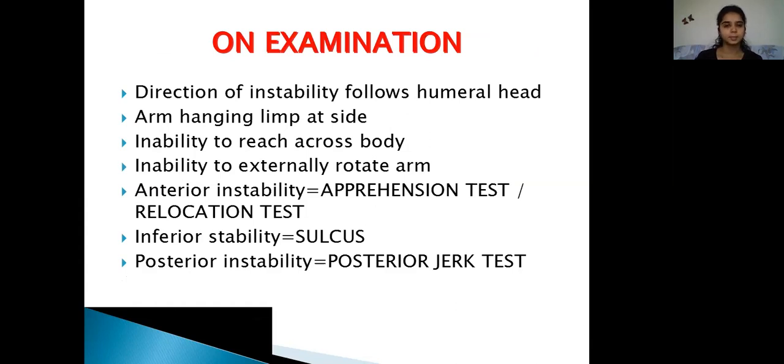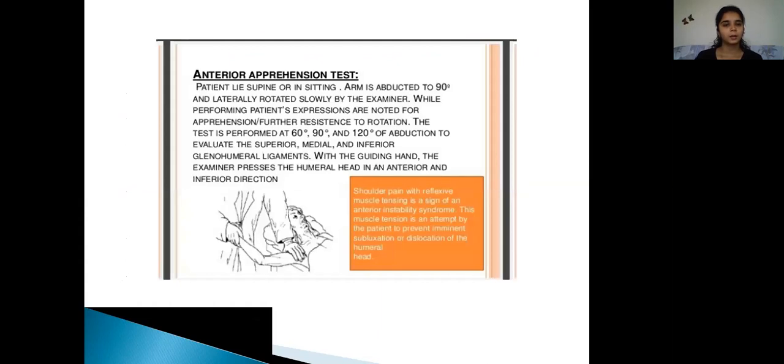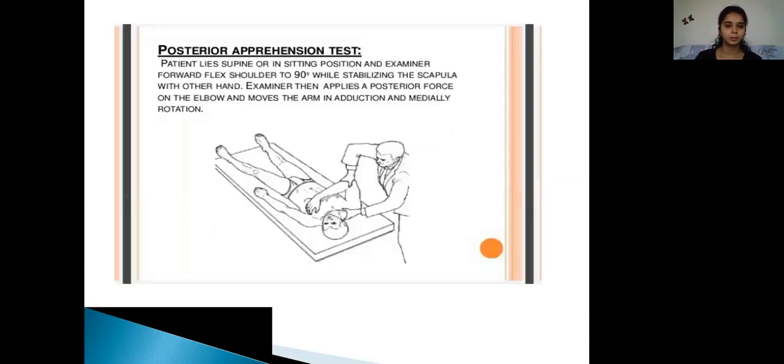Then we have different tests. For anterior, we have the anterior apprehension test, where the patient may be in supine or sitting position. His arm will be abducted to 90 degrees and then externally rotated, where the therapist guides with the hand and presses the humeral head in anterior and inferior directions. For three different ligaments, three different angles of abduction are taken. For the superior glenohumeral ligament, we have 60 degrees of abduction. For the middle, we have 90 degrees. And for the inferior glenohumeral ligament, we have 120 degrees.